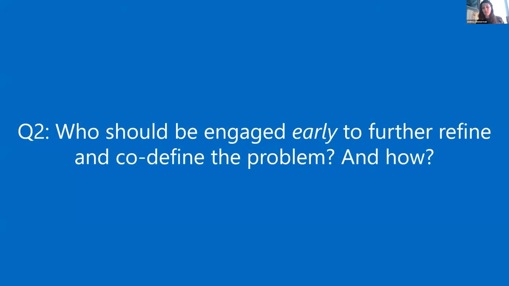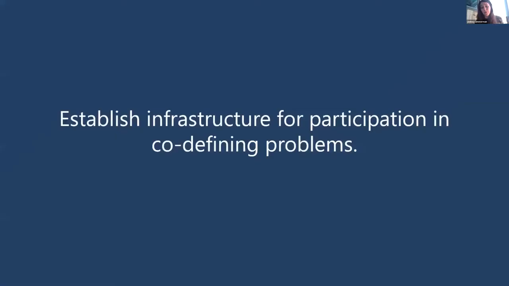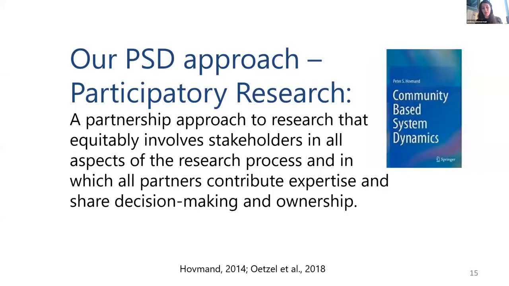So I would encourage all of us, if we're hoping that more and more people will catch on to what we're building, think about who needs to be engaged early to refine and codify those tools that you're building. How would you engage them, and what makes it scalable and feasible for them? We concluded that we really needed to establish infrastructure for participation in co-defining problems in modeling terms, and that, given that models are always an approximation, we would be doing this for years, continuing to move toward better and better tools to upgrade these team decisions.